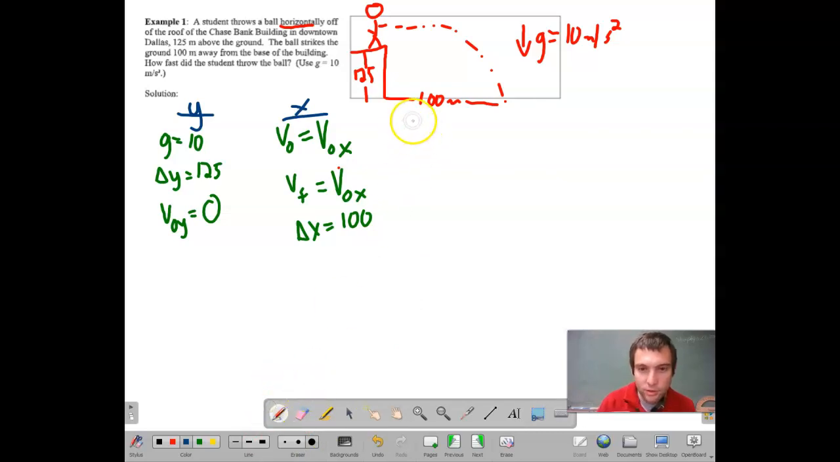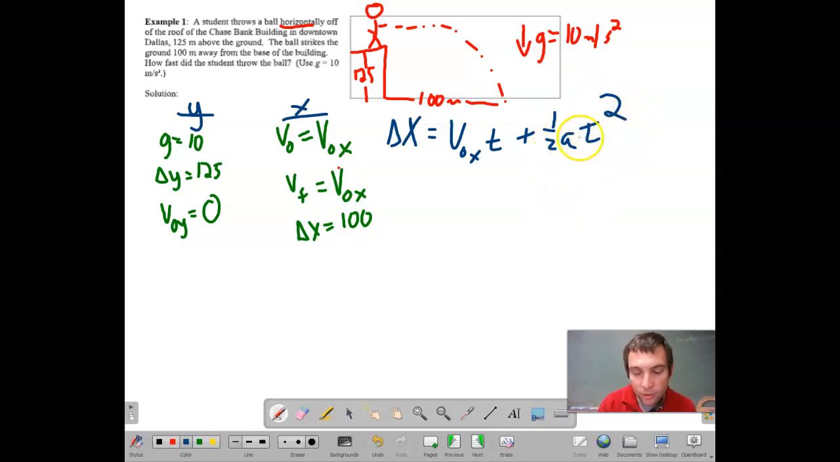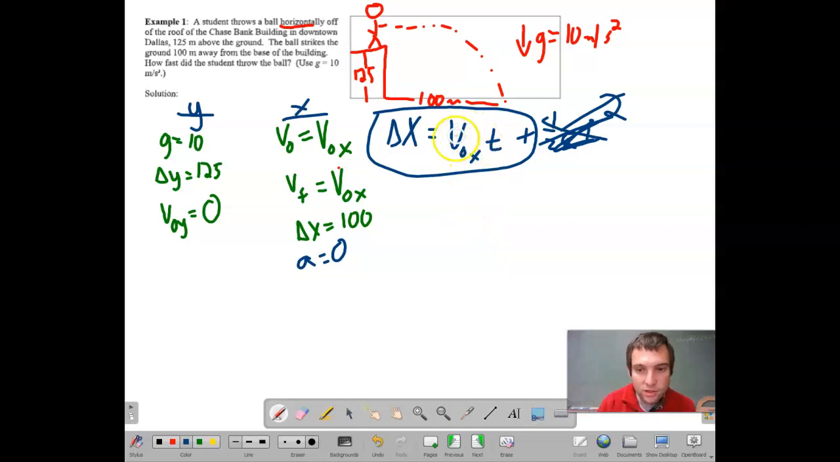Let me go through the whole thing. So let's go to our kinematic equations. We have our displacement, delta x, equals v naught x times t plus 1/2 a t squared. And there is no acceleration in the x direction. We can even make a note of that if it helps us. So all of that goes away, as long as there's no air resistance. So we're left with that equation. And we're trying to solve for our initial velocity in the x, because if we find our initial velocity in the x, we have found our initial velocity, and the initial velocity is exactly what the question's asking us for.